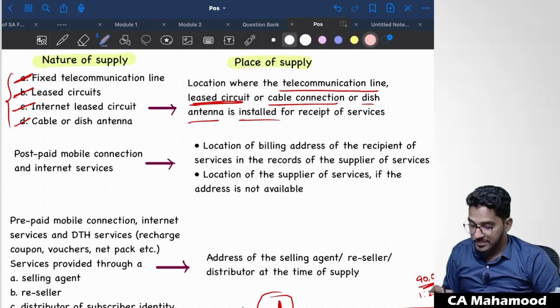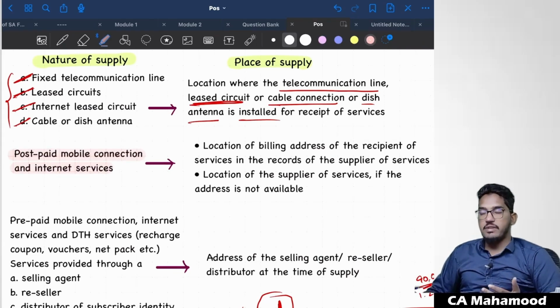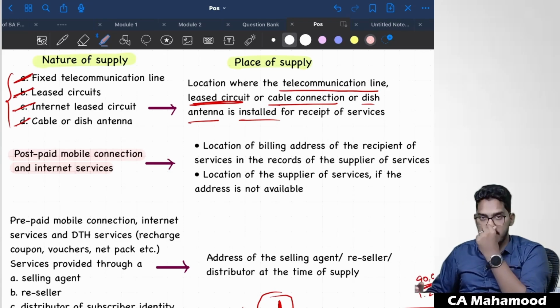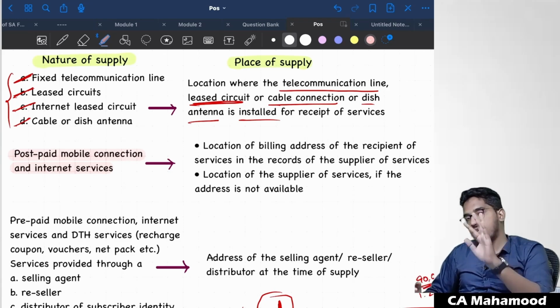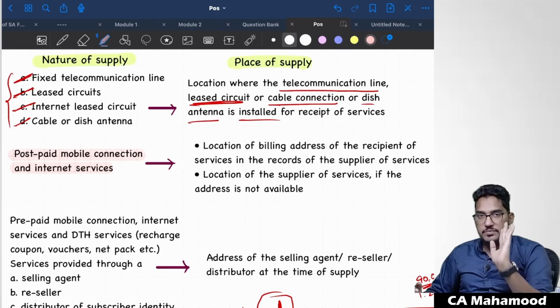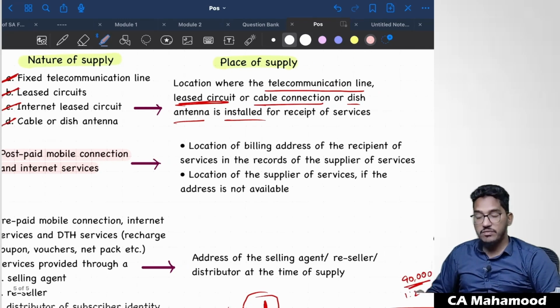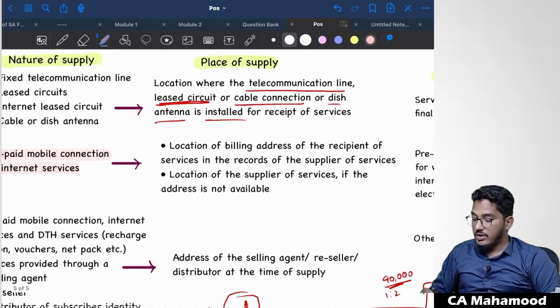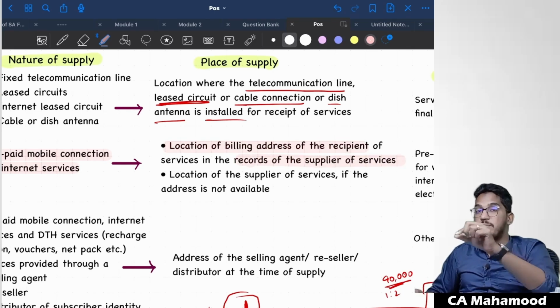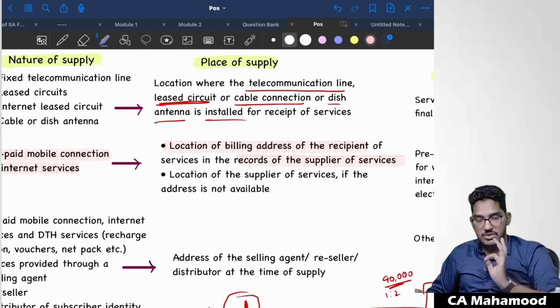Now coming to the next one, postpaid mobile connection and internet services. Postpaid, for example, you have an Airtel SIM, you use it for the entire month. After the end of the month, the bill will be generated, and you will pay the bill. Same thing is happening for internet also. So in case of telecommunication services, the nature of postpaid mobile connection or internet services, what will be the place of supply? They say it is the location of the billing address of the recipient of the services in the records of the supplier. So in the supplier's records, that recipient's billing address will be there, no? That will be the place of supply.